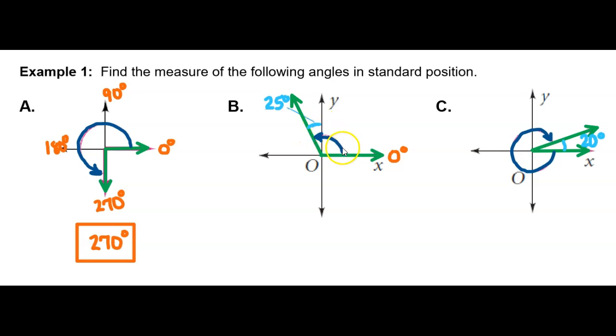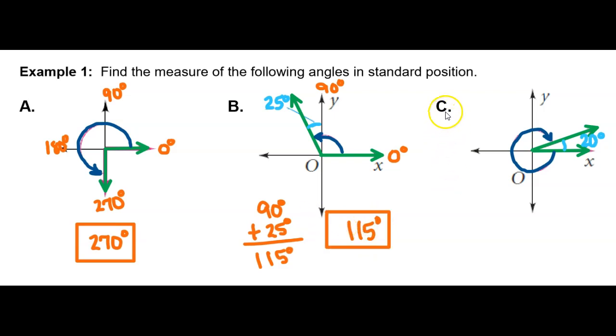So how are we going to find this angle swept out? Well, we know from here to here is 90 degrees. And so we're going to have to add another 25 degrees to get to our terminal location. So we're just going to add 90 degrees plus 25 degrees. So this angle will be a 115 degree rotation counterclockwise.